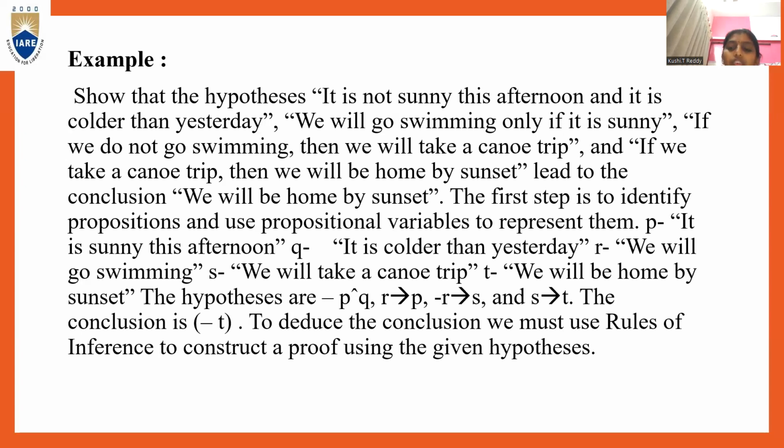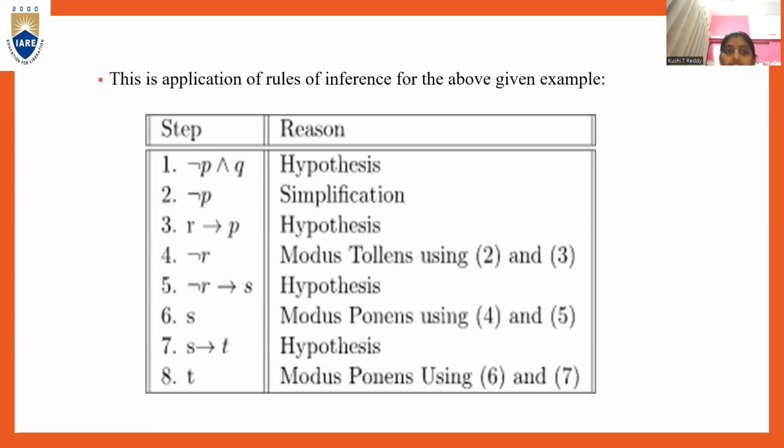So to deduce the conclusion, we must use rules of inference to construct it. So first step, we are going to consider one proposition, that is negation P and Q. By the simplification formula, when you simplify the first equation, you will get negation P. Next, take another hypothesis, that is R implies P. So when you apply modus tollens on the second and third statements, you will get negation R. So that will be the fourth statement.